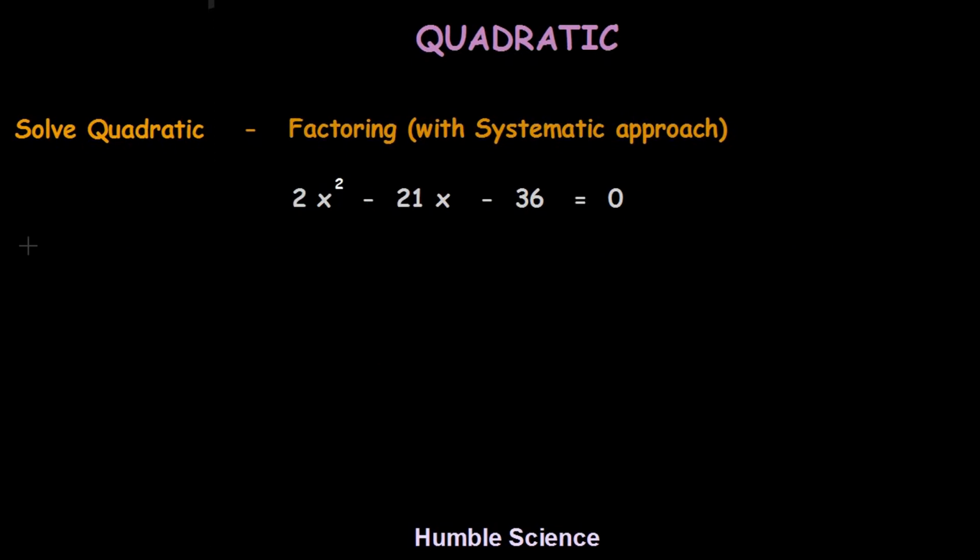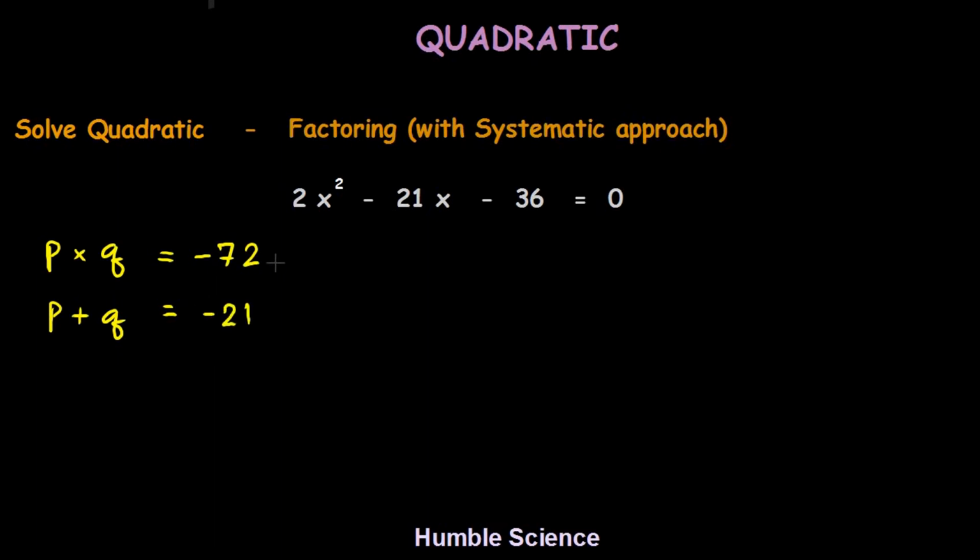Let's take a look at another example. 2x squared minus 21x minus 36 equal to 0. The two numbers in the factors that we may be thinking of, P times Q, have to be equal to 2 times minus 36, which is going to be minus 72. And P plus Q have to be equal to minus 21.